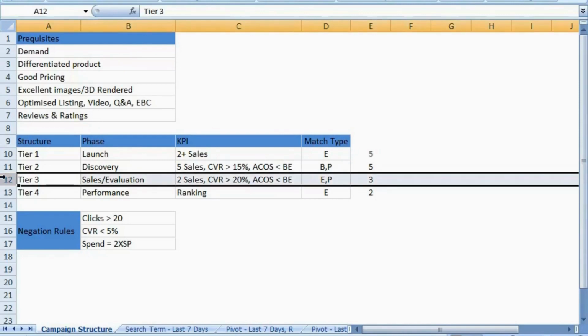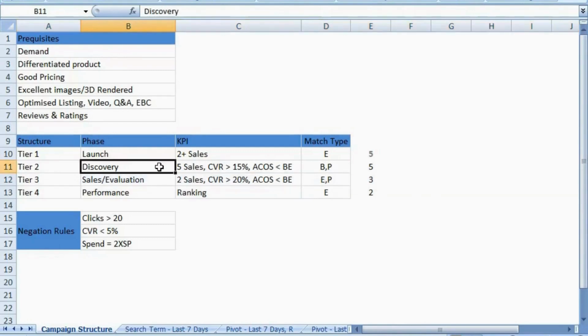Okay, now here what are your KPIs? When you reach this level, understand your search terms have become keywords here because you are targeting those search terms, right? Now on these keywords you want at least 2 sales, you want your conversion ratio to be greater than 20%, and your ACOS to be within your break even range. If any of those keywords qualify these metrics, you will select that particular search term for ranking, right?